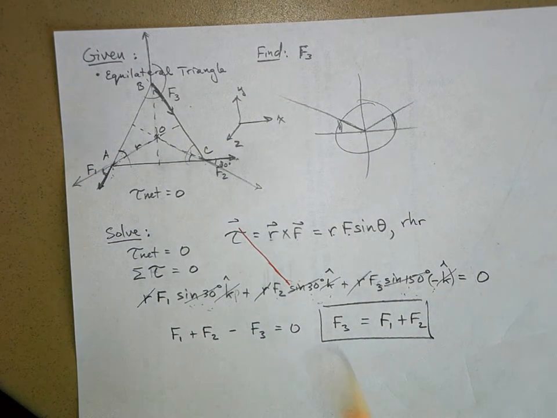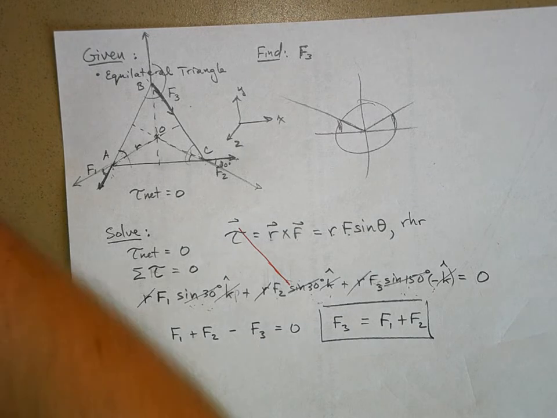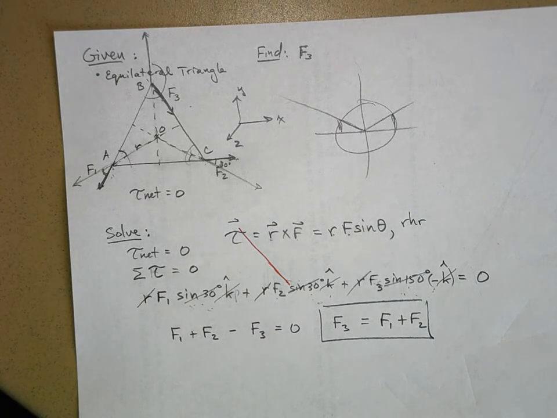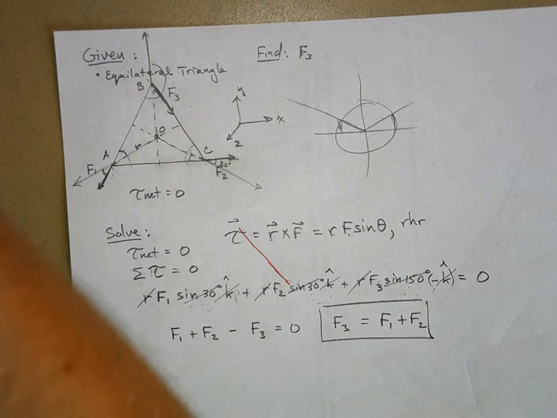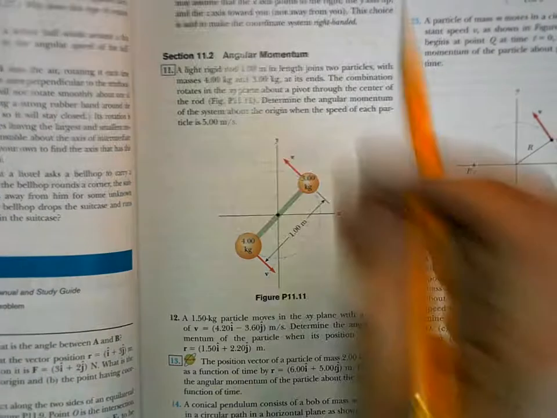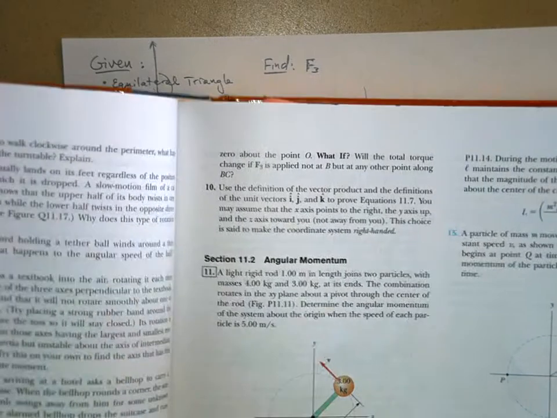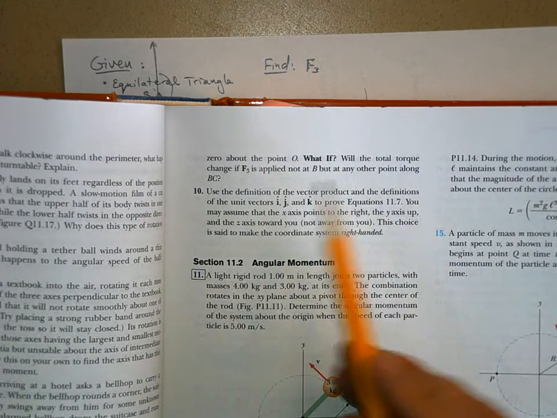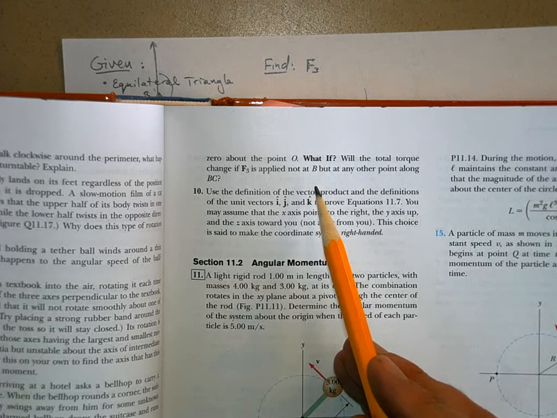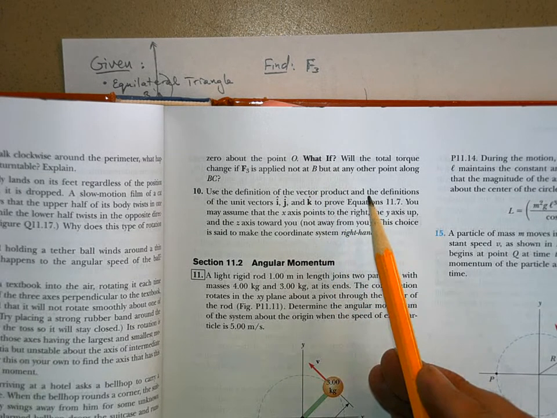Now this is the sledgehammer way to do it, okay? This is like brute force, but it works. But the what-if question is very interesting here, and the what-if will give you a way to solve this problem much faster. You can almost do it mentally. You don't even need to go through all of this math. It says, will the torque change if F3 is applied not at B, but at any other point along BC?